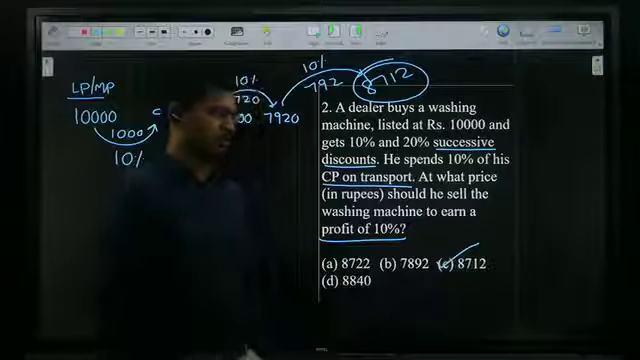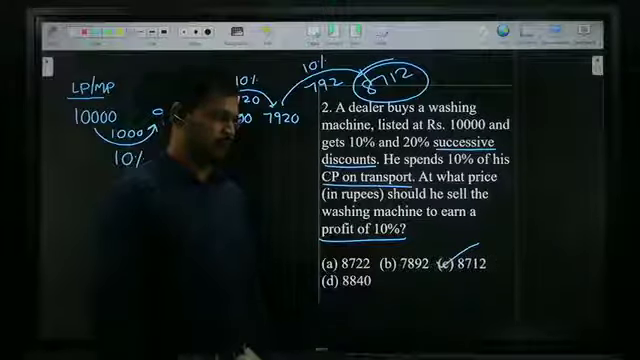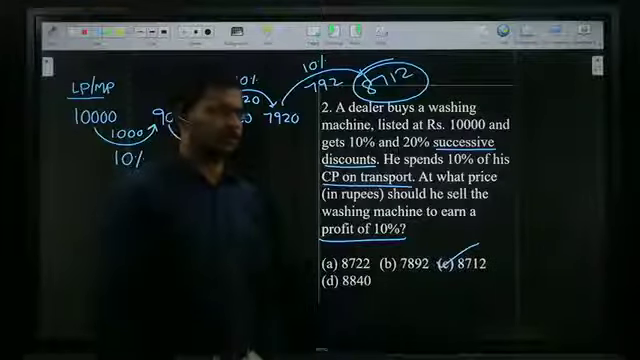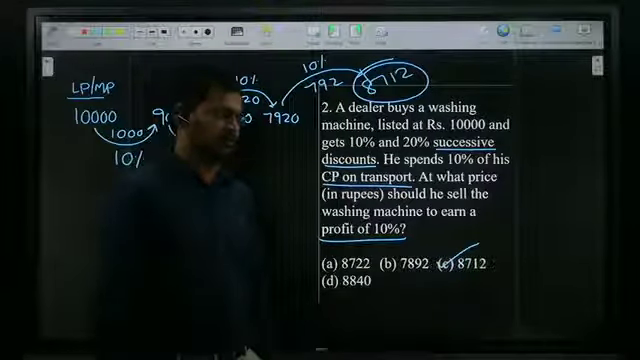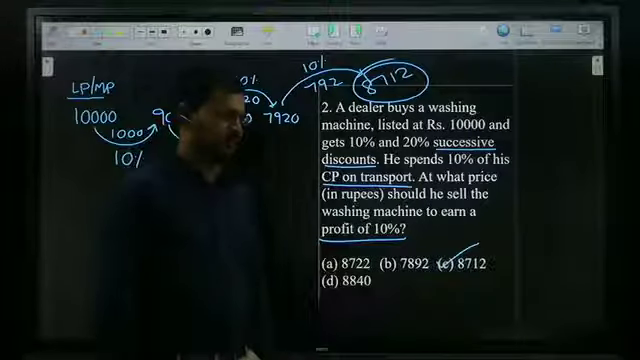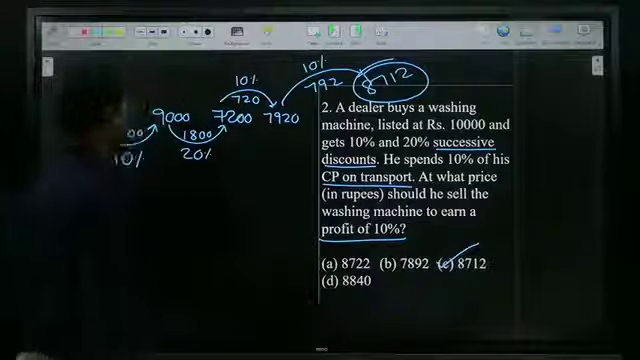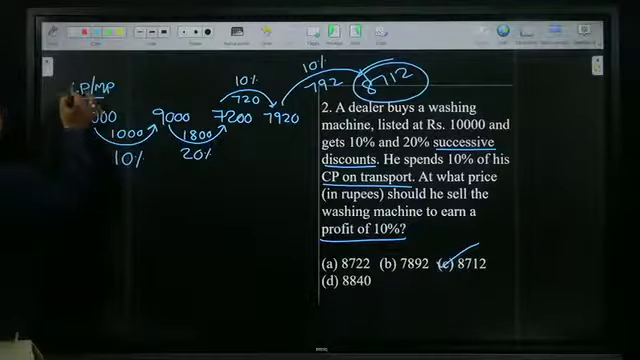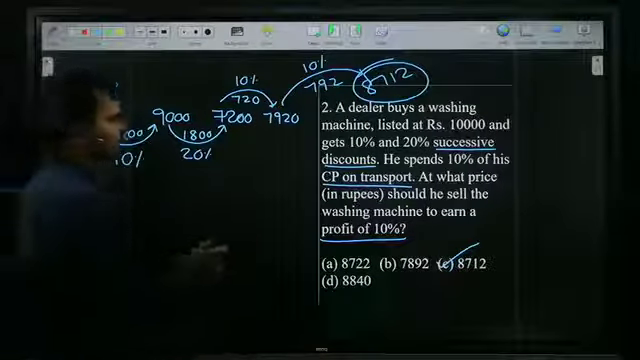So Swapna is asking one question. Just show me that question. MRP discount, SP, or take as CP, sir. Where is it CP? This is not CP. This is LP, list price.